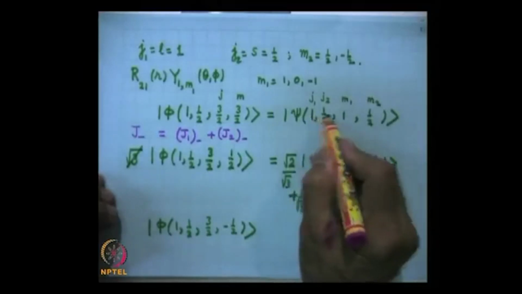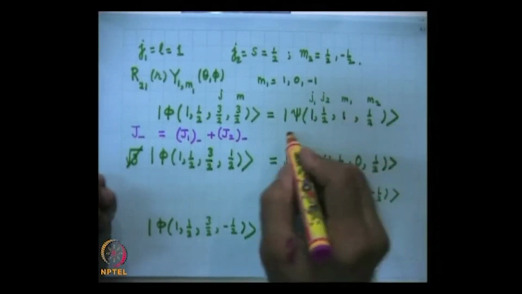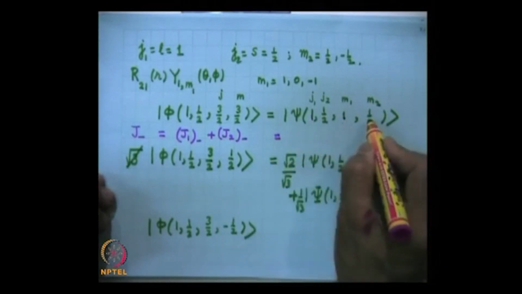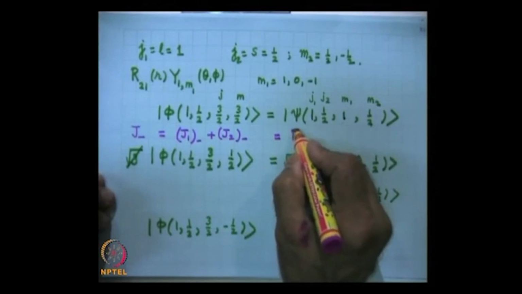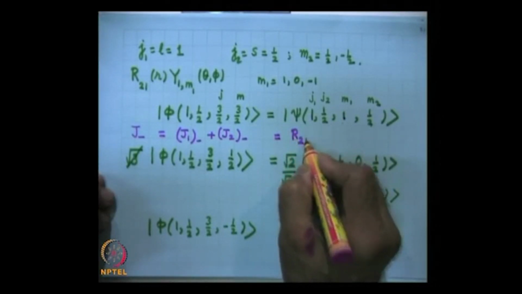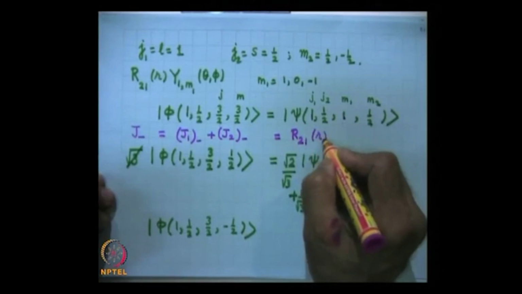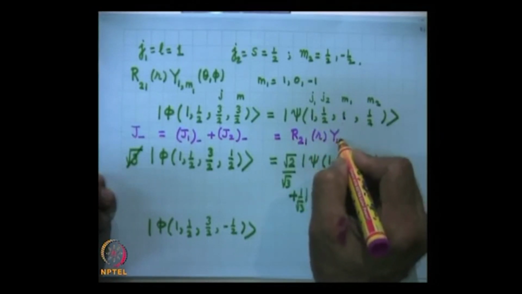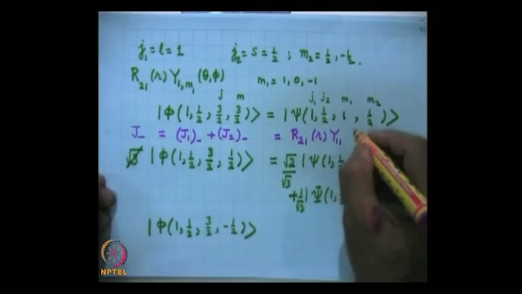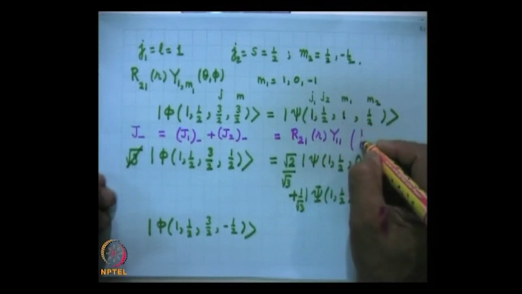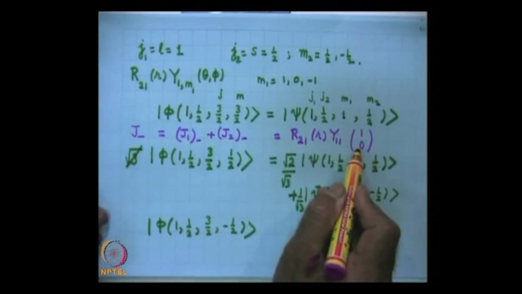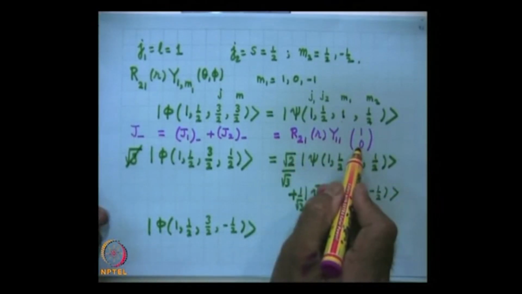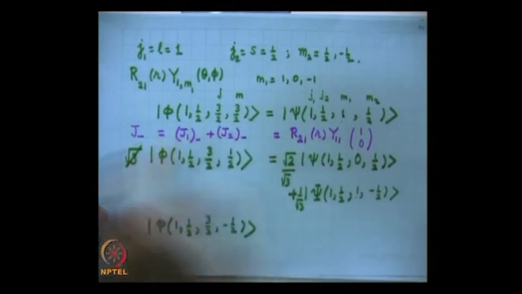Please see, this is L equal to 1 and M equal to 1. So this will be the spin up state, or Z up state. So R 2 1 of r, Y 1 1 multiplied by 1 0. This wave function is known as the Pauli wave function corresponding to this state.